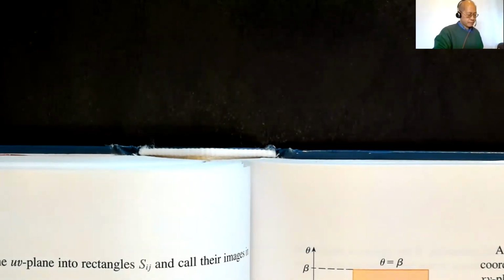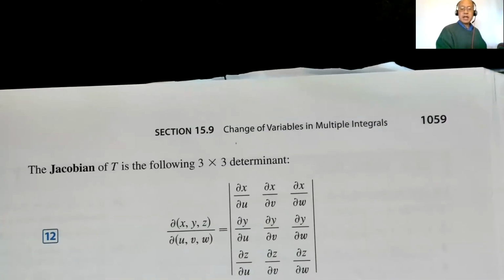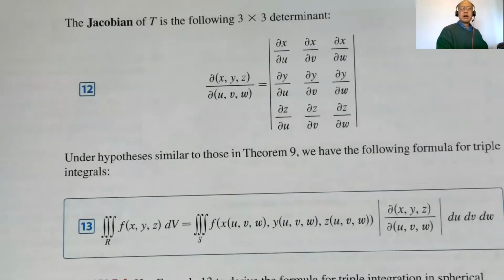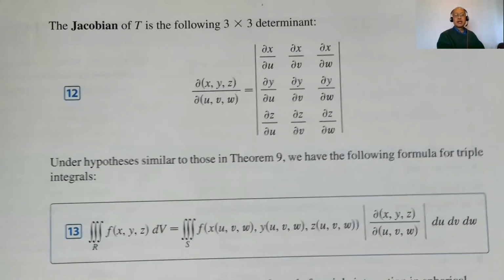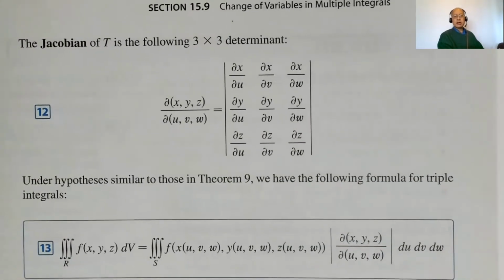Okay. The 3-dimensional Jacobian, by analogy, page 1059, you can put that on your cheat sheet. Partial of x, y, z with respect to u, v, w, and you can see it's a 3 by 3 determinant, which you also know how to do.